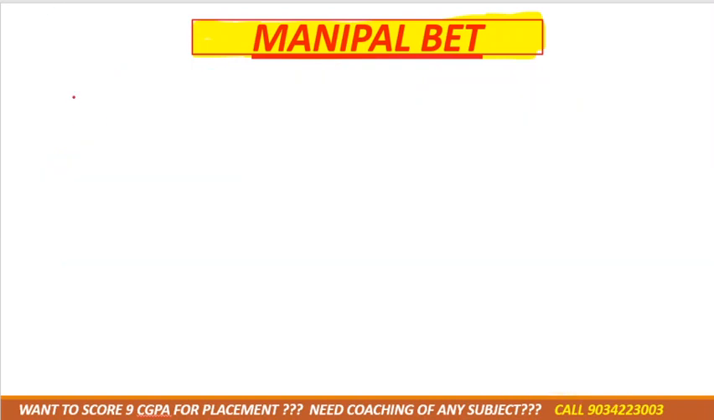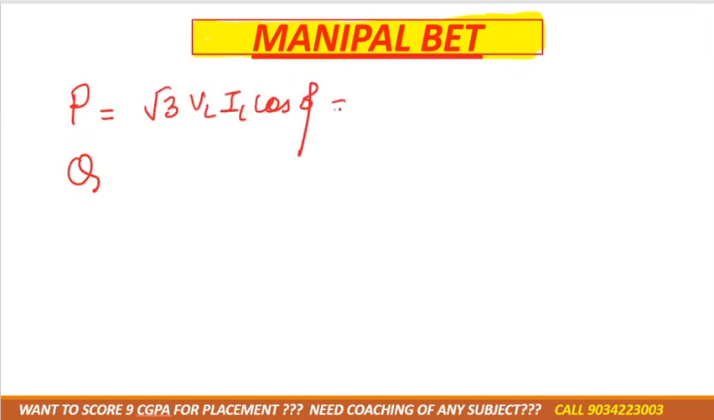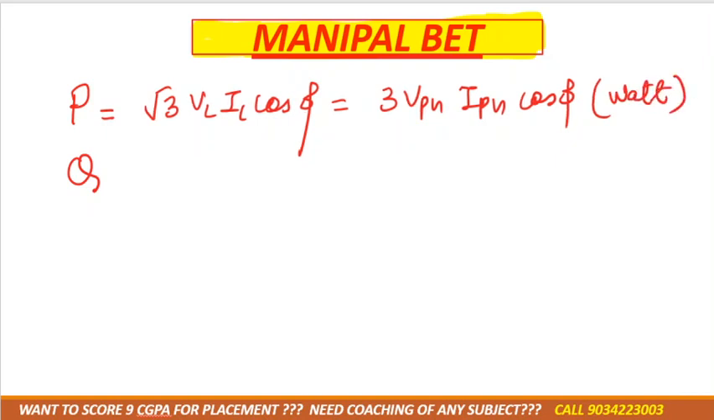Now we generally need to calculate three types of power. Active power, that is P, and its formula is root 3 VL IL cos phi, or we can say 3 VPH IPH cos phi. And its unit is what? You should remember the units because in the question they'll give you the units directly. This is known as active power.